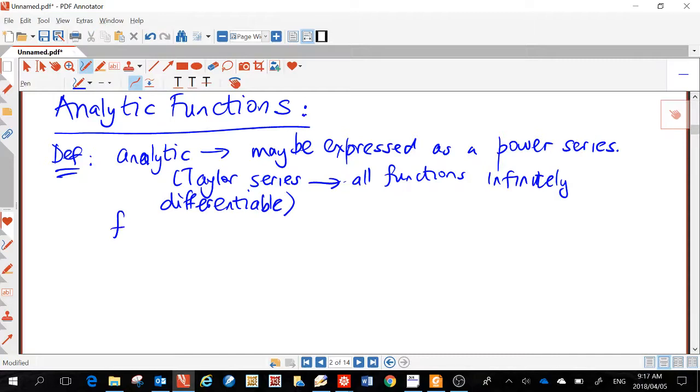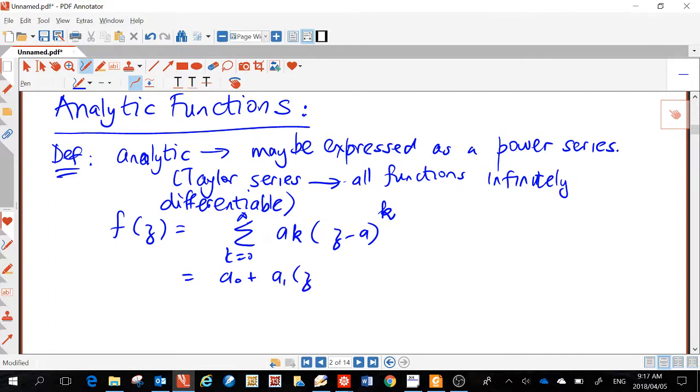In other words, you can write a function in our complex language, f of z, as the sum of some coefficient a_k times z minus a to the power k, with k equals 0 to infinity. I shouldn't use a there, but anyway. So it can be like a0 plus a1 (z minus a) plus a2 (z minus a) squared plus and so on up to infinity. That's the Taylor series.